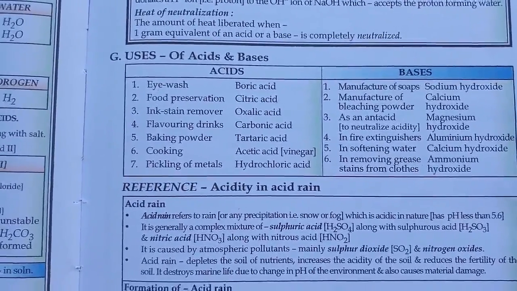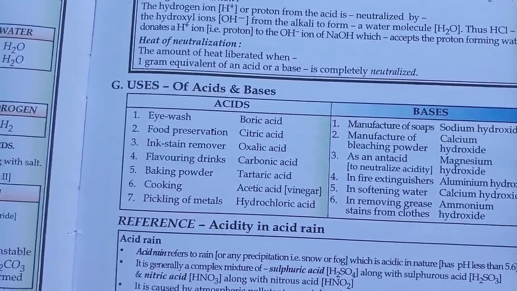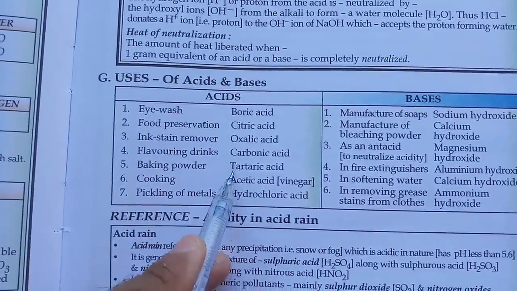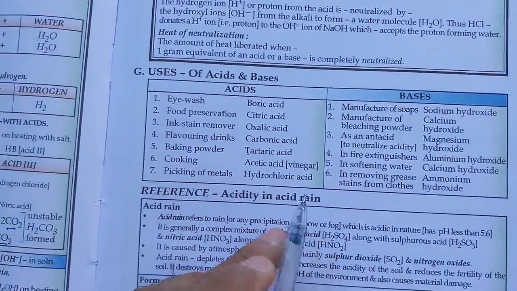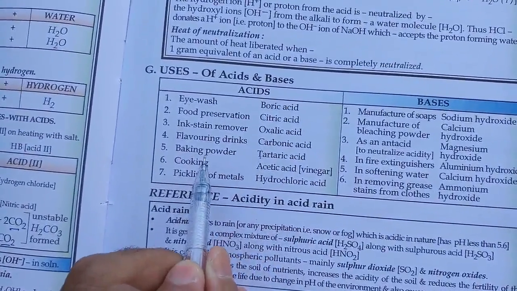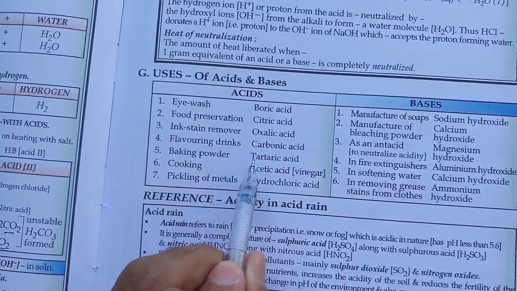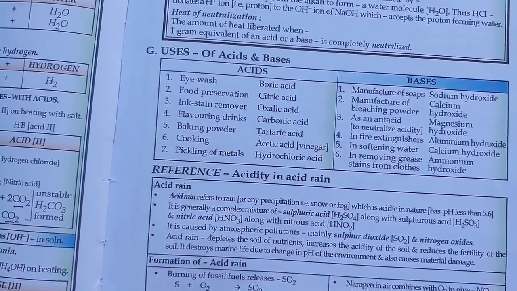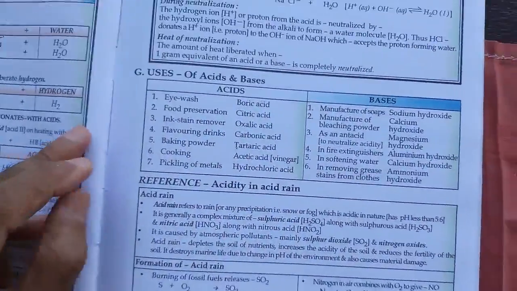Baking powder. Baking soda and baking powder are different. The only difference is tartaric acid. In baking soda, you do not find tartaric acid. In baking powder, you find tartaric acid. That's why baking powder gives a slightly different taste than baking soda, right?